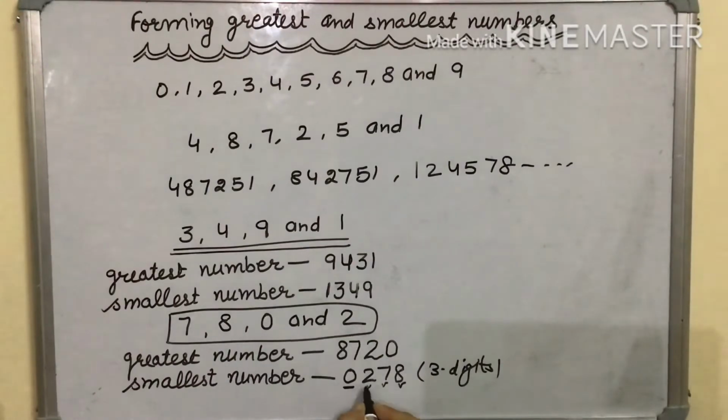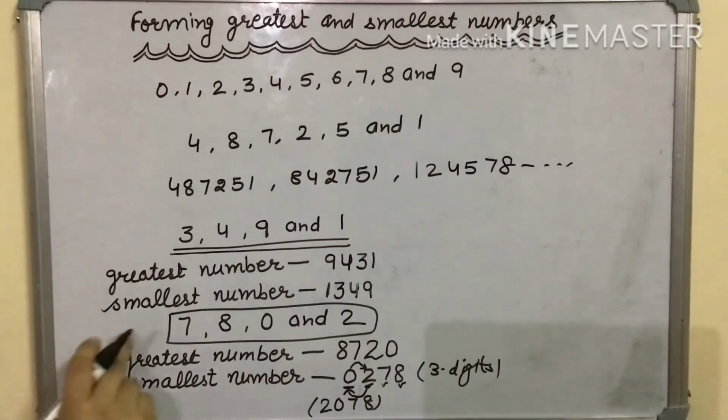Now we will replace the first digit. We will write 2 here and after that we will write 0. So it will be 2078. Now 2078 is the smallest 4 digit number formed by given digits.